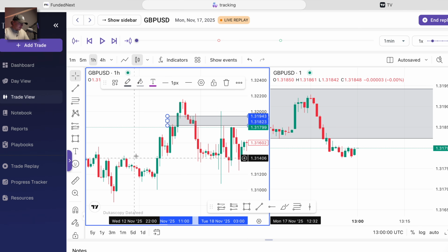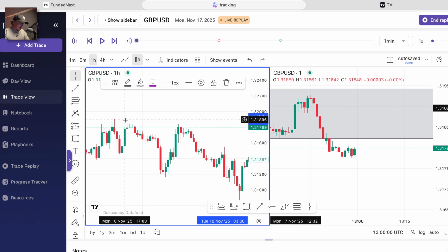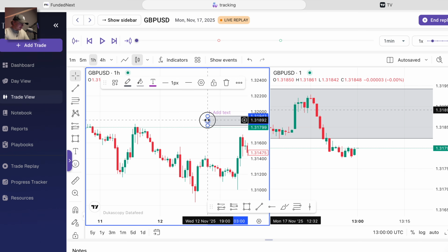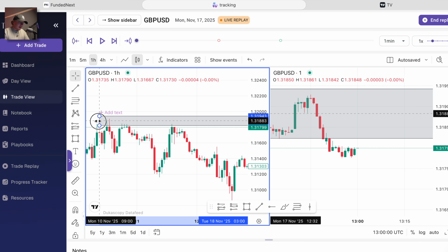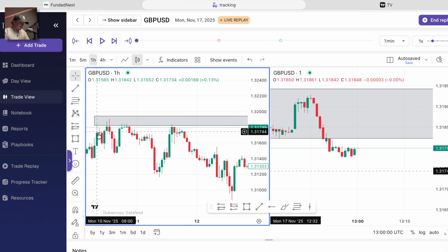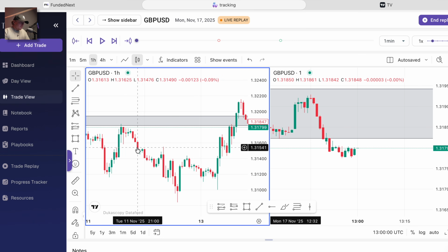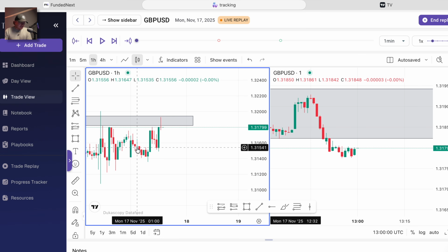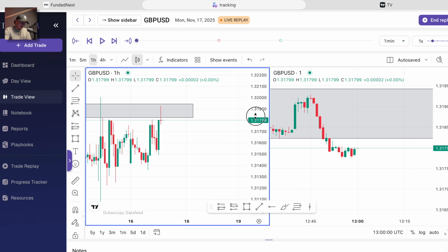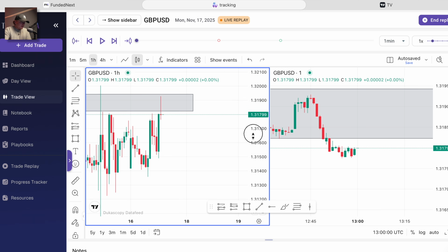So if we look here on the hourly chart, we can see that we clearly have this area where price is rejected from previously. I mean, we can go back to last Monday on this one and we can see how many times price is pushed into here and rejected. So when we come into this area again, there's a chance, obviously it's not going to happen all the time, but there's a chance that because we've rejected from there before, we can reject from there again.